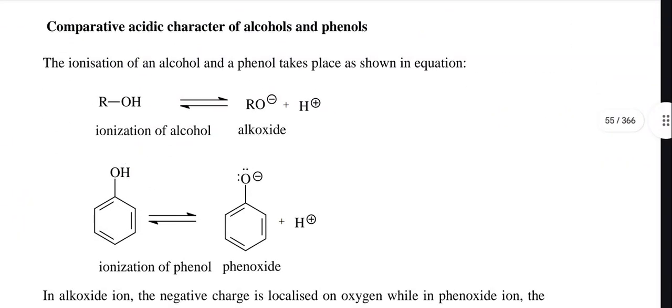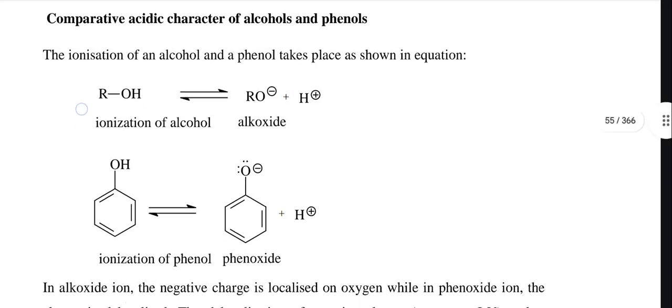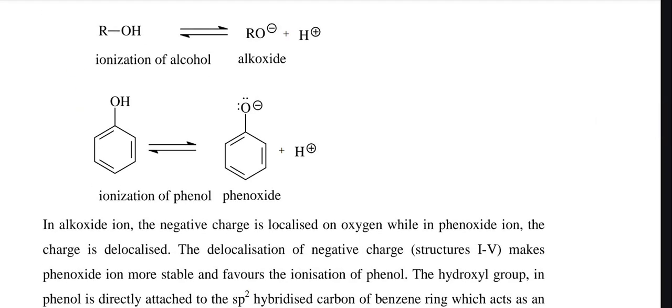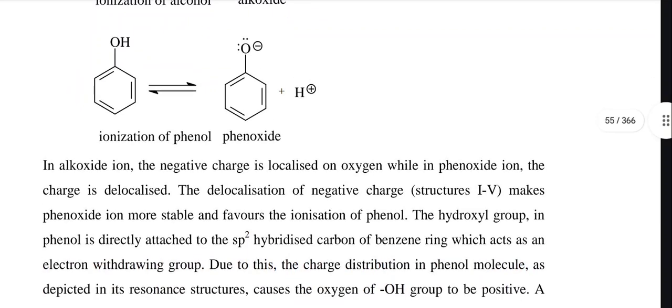Comparative acidic character of alcohol and phenol. The ionization of alcohol and phenol takes place as shown in the equation. Ionization of alcohol gives alkoxide ion, ionization of phenol gives phenoxide ion. In the alkoxide ion the negative charge is localized on oxygen, while in the phenoxide ion the charge is delocalized. The delocalization of negative charge makes the phenoxide ion more stable and favors the ionization of phenol.